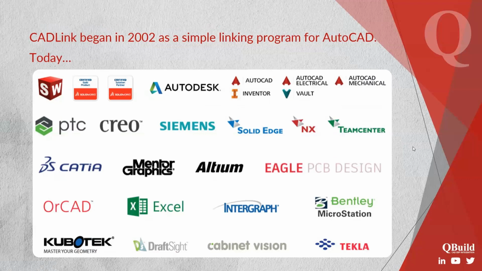Okay, so let's dive a bit deeper on CADLINK. CADLINK began back in 2002 with a simple link between AutoCAD and a database. As you can see today, we have many CAD, PDM, and PLM partners that we've built a relationship with over the years. So we have many integrations that cover the full range of our customer base. We have the big players like SolidWorks, Autodesk, Siemens, and a bunch of different CAD systems or PDM or PLM partners.